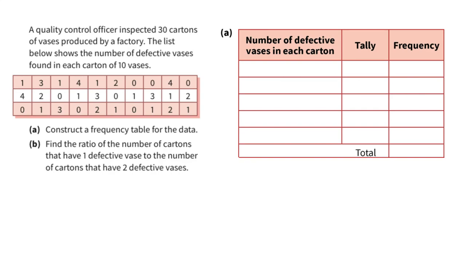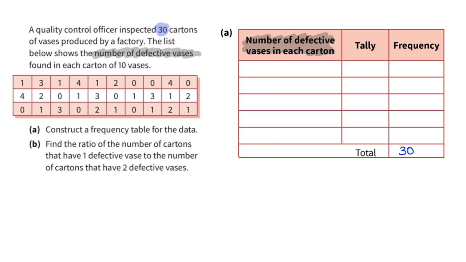Hello everyone, welcome to this video where we are going to work on some of the questions related to data handling. So for this very first question, a quality control officer inspects 30 cartons. That means later on, our frequency should tally up to 30, okay? And the list below shows the number of defective vases in each carton of 10 vases. So therefore the class is the number of defective vases in each carton.